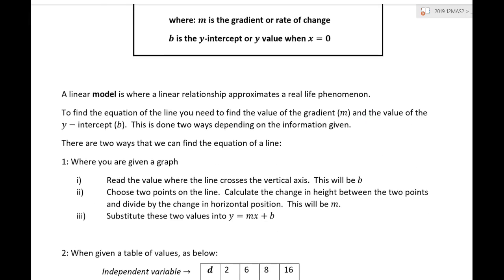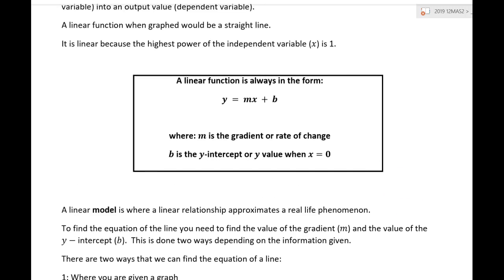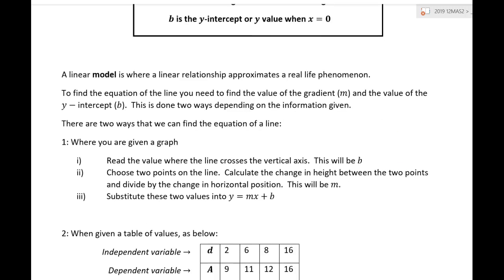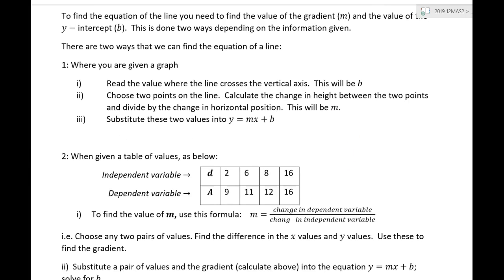So this is a linear function in the form y equals mx plus b. m is the gradient, and b is the y-intercept. It becomes a linear model if we're talking about trying to match it to some real-life situation. So, two options here. If we have a graph, we need to find where it crosses the vertical axis, and that's this thing called b, the y-intercept.